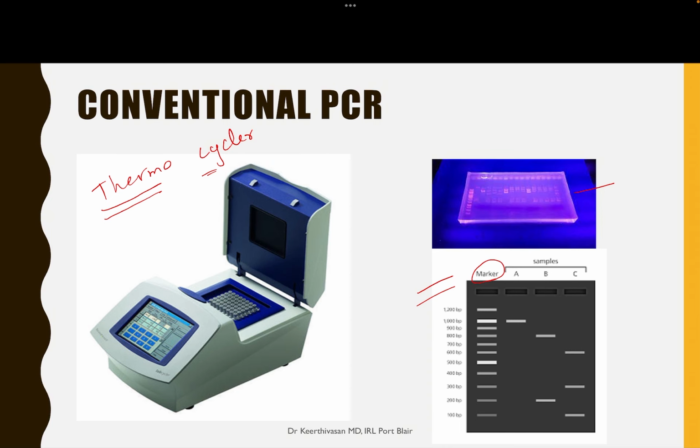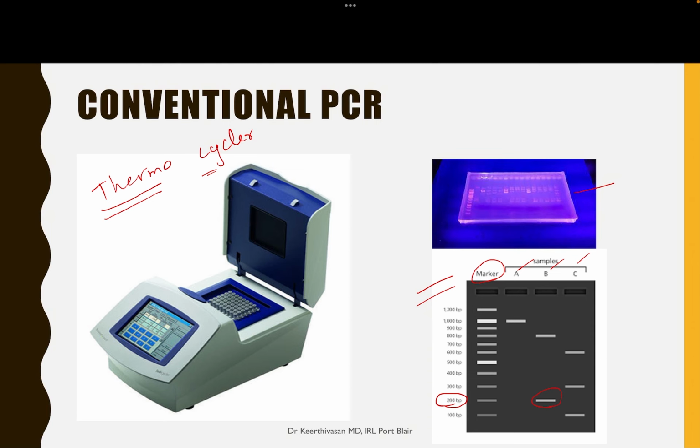Say, for example, we are looking for a target which has 200 base pairs. Now see samples A, B, C. Where did we get that particular target? It is achieved here, so sample B is positive. Now you can see it is very complicated, isn't it?